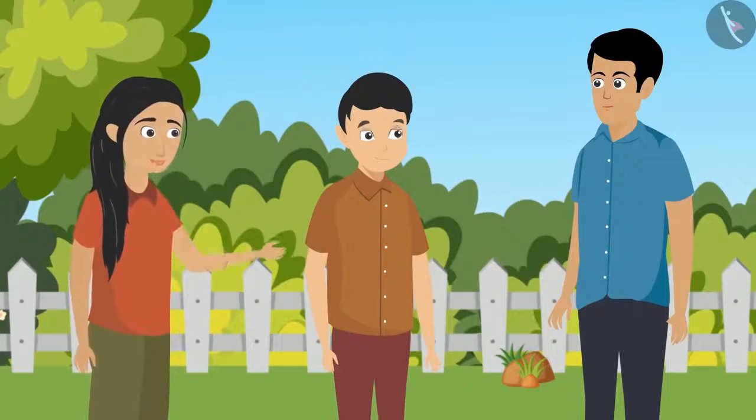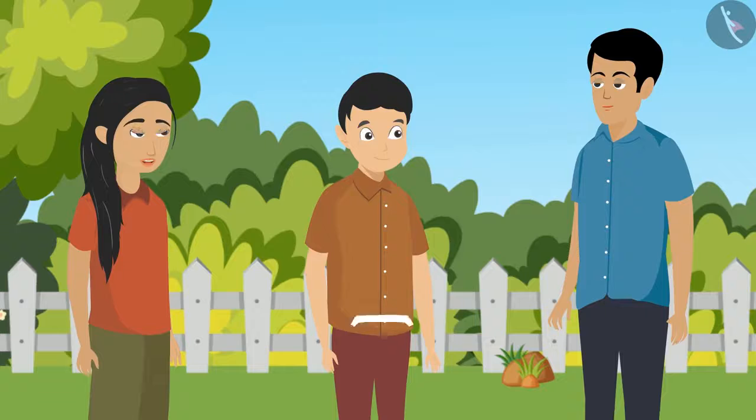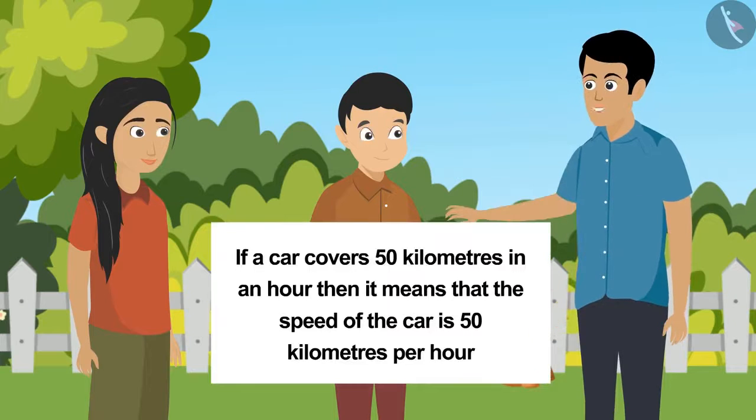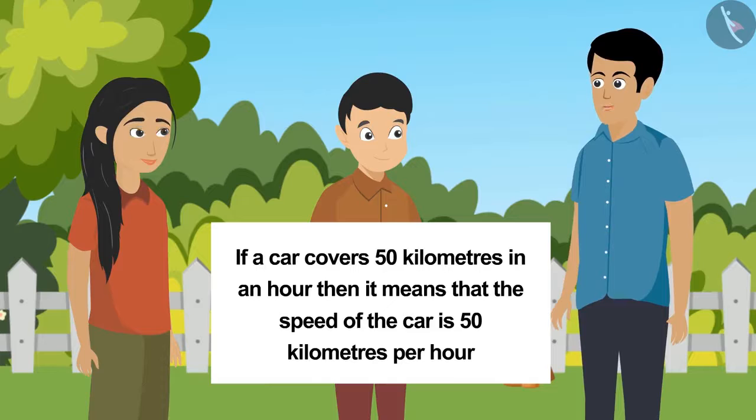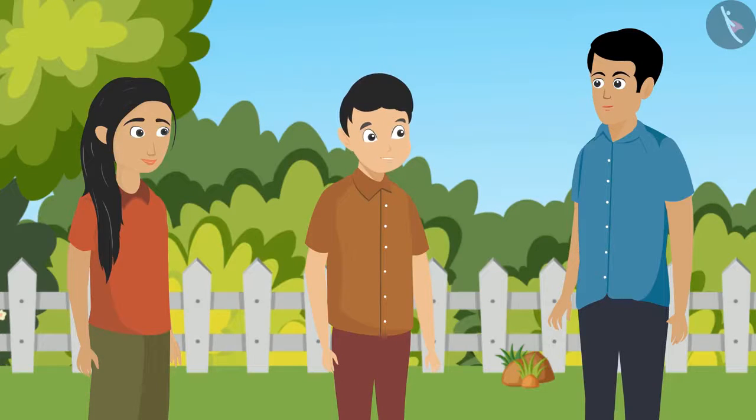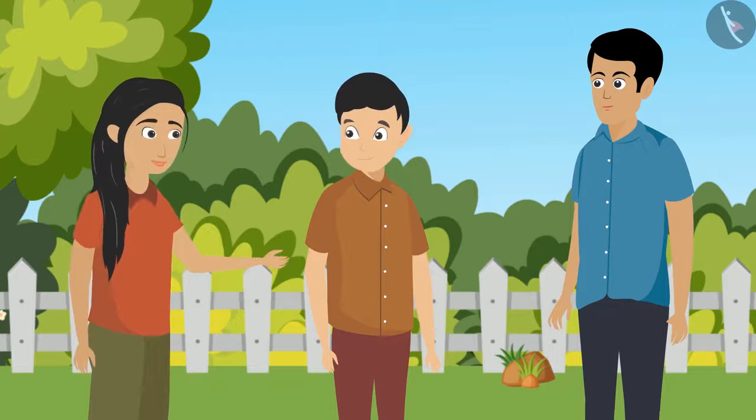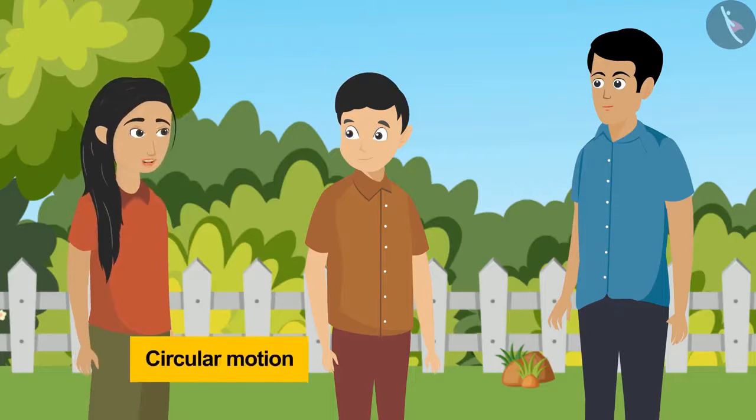Bhaiya, is there any standard unit of measurement of speed as well? Yes, if a car covers 50 kilometers in an hour, then it means that the speed of the car is 50 kilometers per hour. So, the standard unit of measurement is kilometers per hour. Wow, now I understood. Pavan, I have read that motions are of various types, for example, circular motion and periodic motion, etc. Please explain with an example.